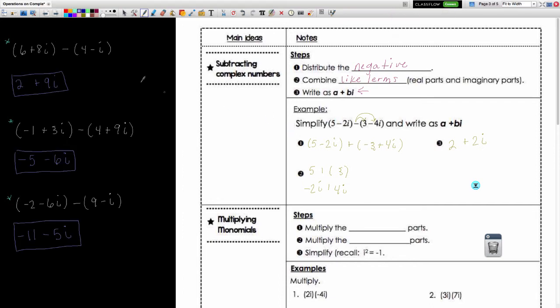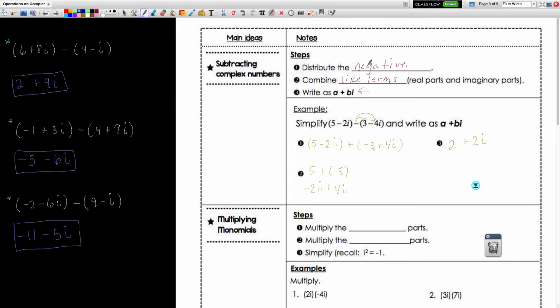Hopefully these are the answers you got. 6 minus 4 is 2. 8i minus a negative i is a positive 9i. Negative 1 minus 4 is a negative 5. 3i minus 9i is a negative 6i. Negative 2 minus 9 is negative 11. Negative 6i minus a negative i is a negative 5i.